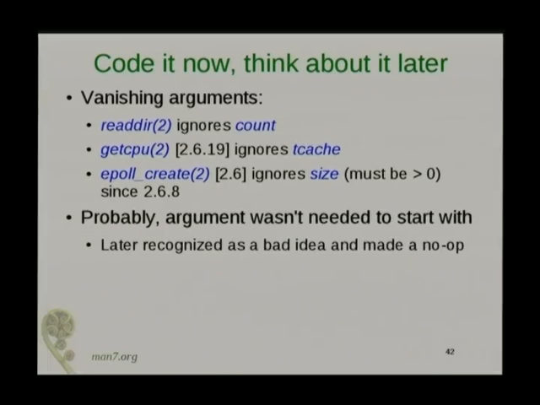So it's bugs. Now, in terms of design, there's a whole lot of things that go wrong, I think. One of them is the phenomenon of what I like to call "code it now, think about it later." Here are 3 system calls that have some arguments that nowadays they ignore: readdir, getcpu, epoll_create. At the beginning, someone thought we needed these arguments, and then a while later they realized they don't. Probably, if we thought about it at the beginning, we would never have had the arguments at all. But there wasn't enough review of the design, enough thinking about the design to realize that at the start.